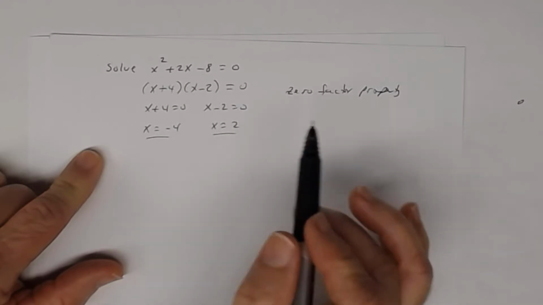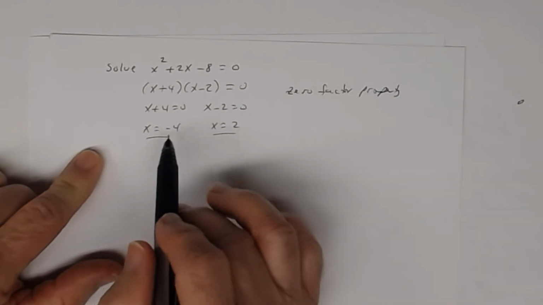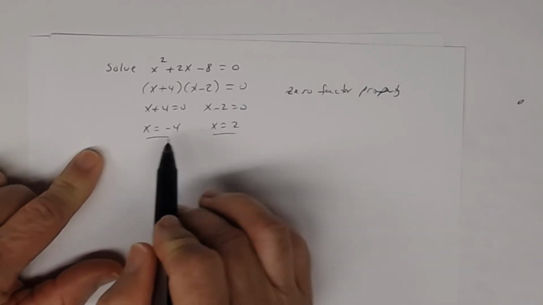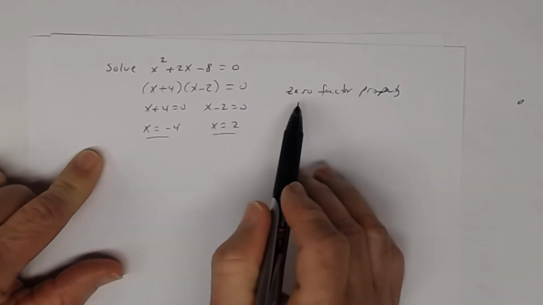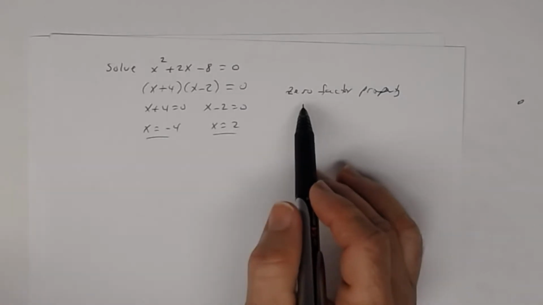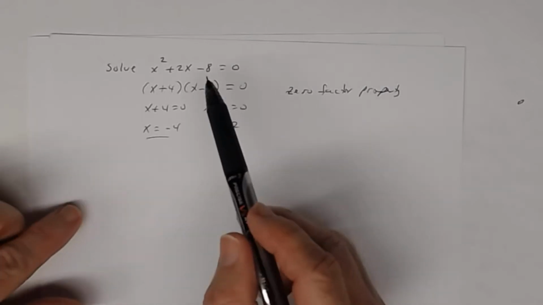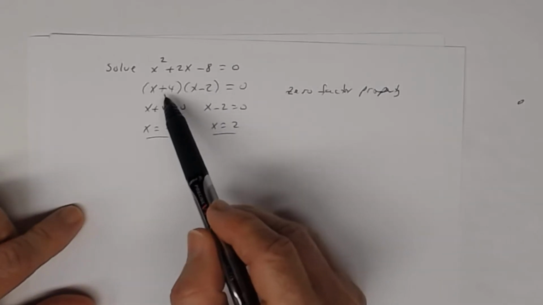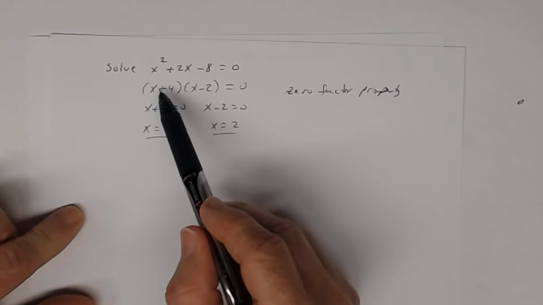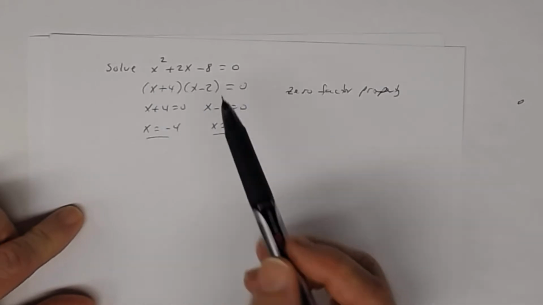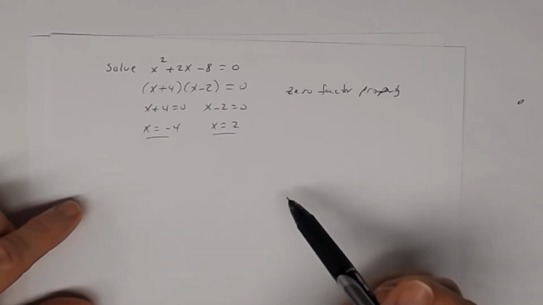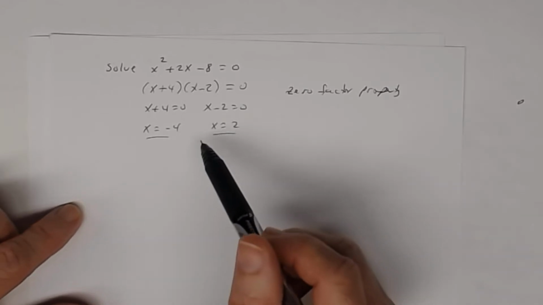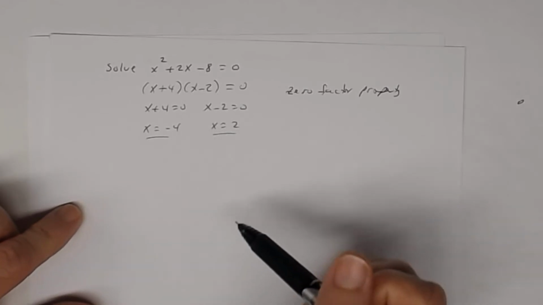Okay. Now at some point in the semester, we're also going to call these zeros. So these are going to be called zeros as well. So in the zero factor property, you have the word zero. Basically, you're finding for what values of x are these factors equal to 0. So you're finding those zeros in another sense.